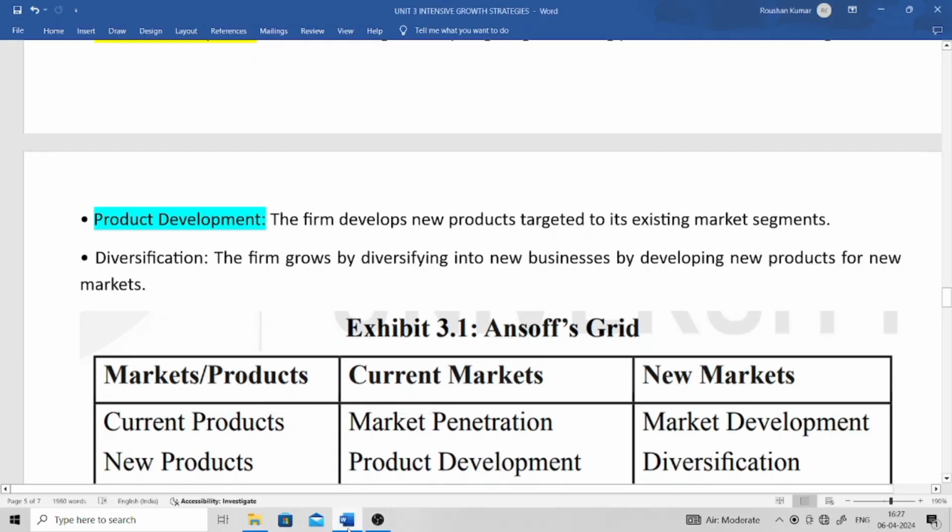Now here you have Ansoff's grid. The dimensions given are current market, new markets, and current product, new product. So here: market penetration, market development, product development, and diversification.